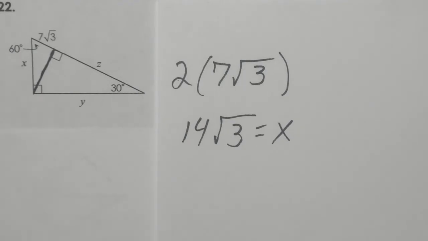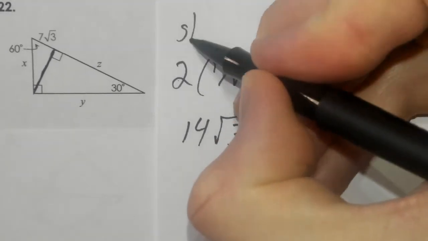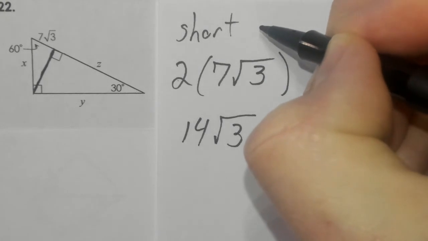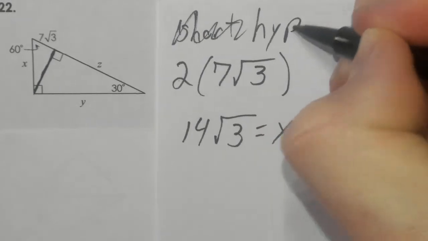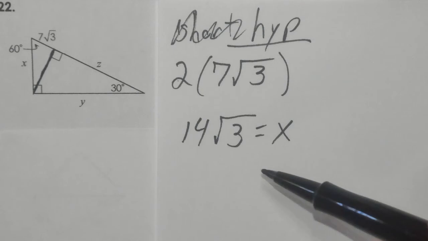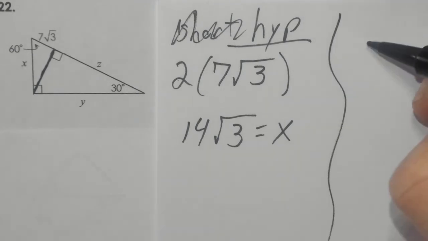All right, now, let me label this a little better. This is the hypotenuse. This is how I found the hypotenuse. I doubled the short leg and got 14 square root of 3. Okay. So now, how do we find the long leg?